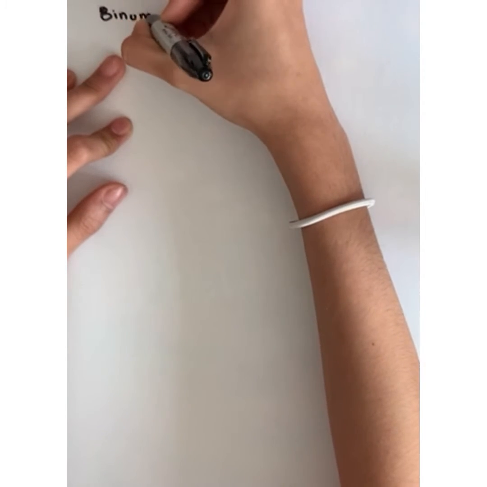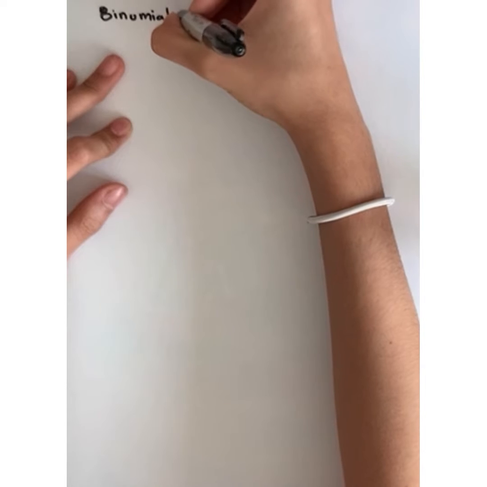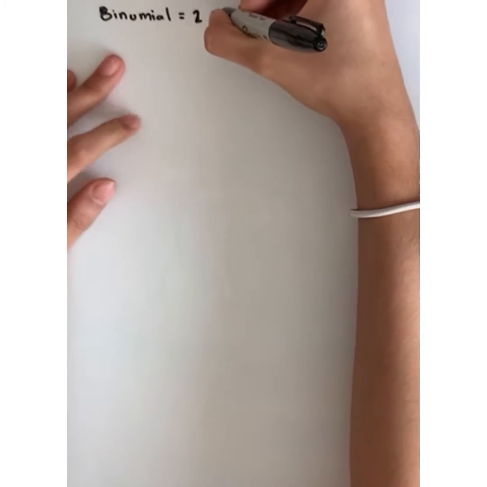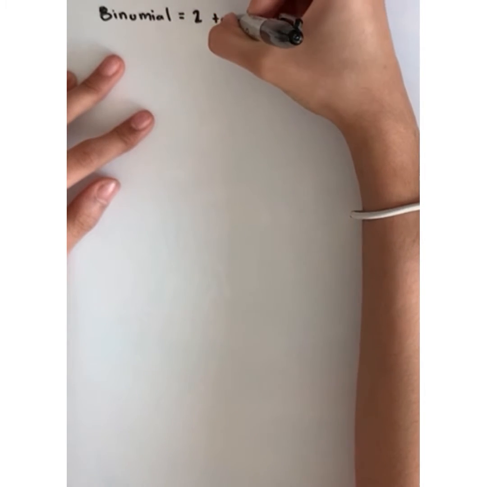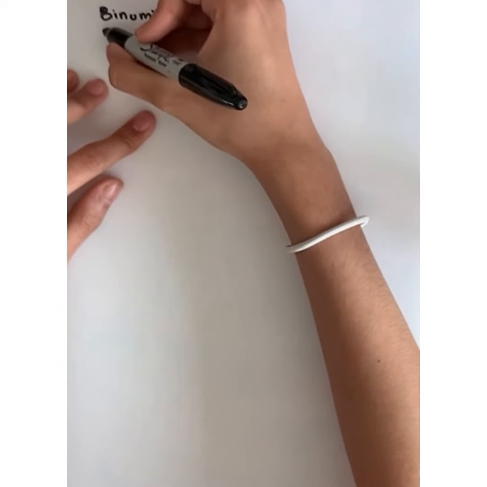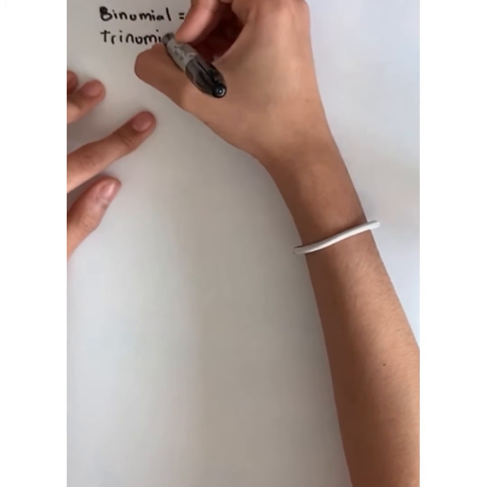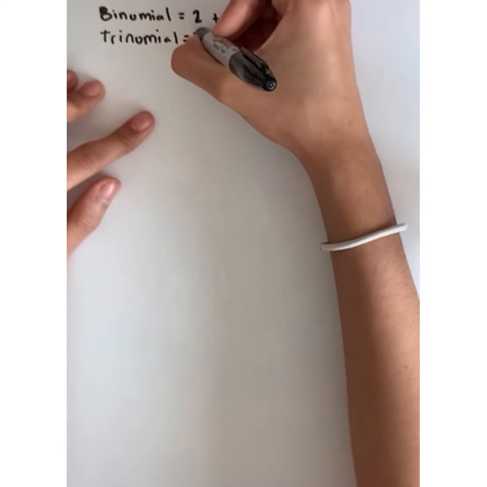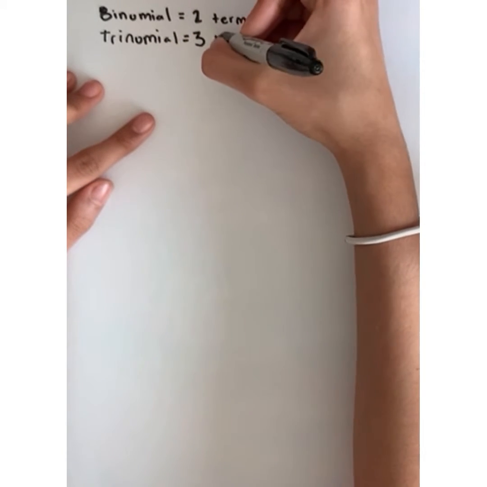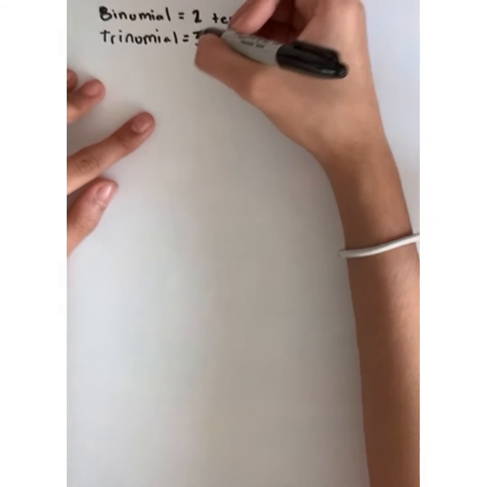Binomial is if it has two terms, bi meaning two, get it? And trinomial is if it has three, because it's tri, right? And what are terms in that? All from one thing, polynomials.